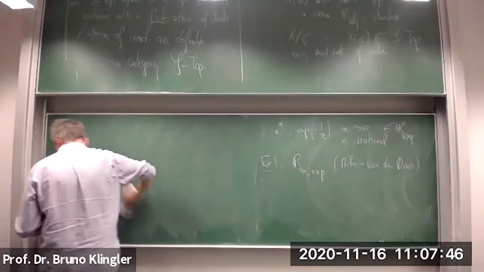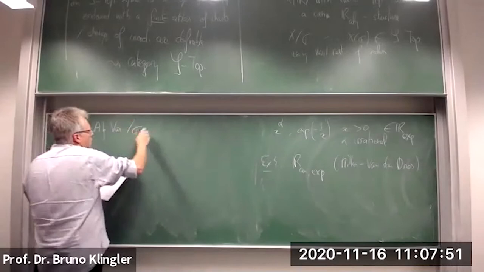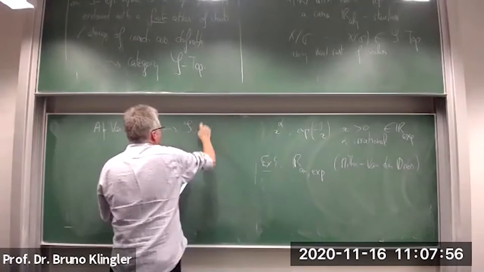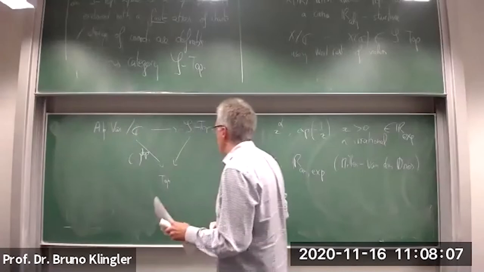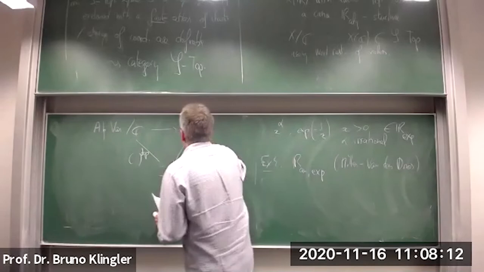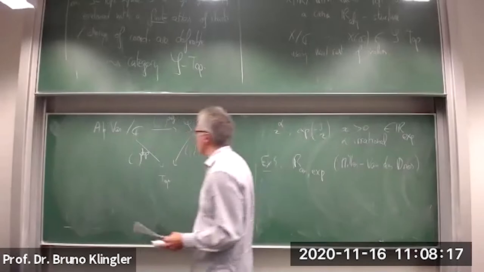So we see that we have a diagram: algebraic varieties over C go to, in fact, S-definable topological spaces, which go to Top. So here, this is just the usual topologization functor. You take the C points with the induced topology, and here you can factorize this through the same functor. And here you can call this the definable space associated to your algebraic variety over C.